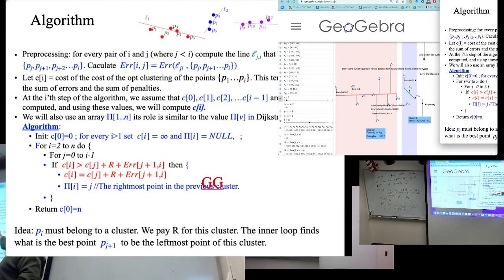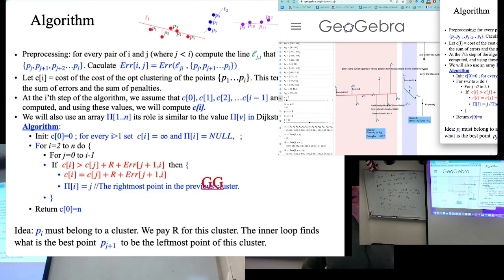And to reconstruct it, what do I need to remember? What is pi of I? I just need to remember the index of J, that is, the rightmost point of the previous cluster that I'll pick to use when I'm clustering the points from P_1 to P_I plus 1.